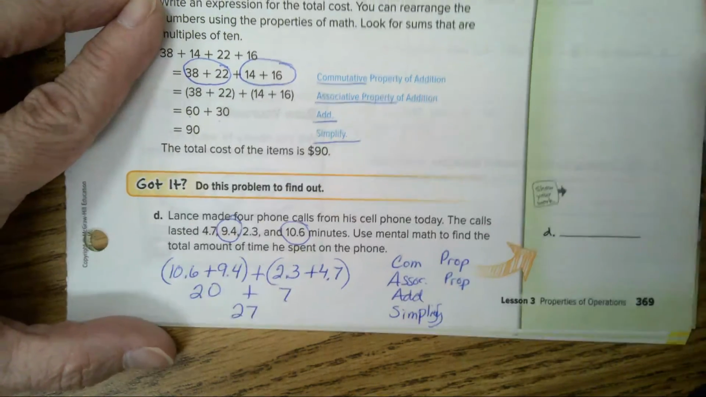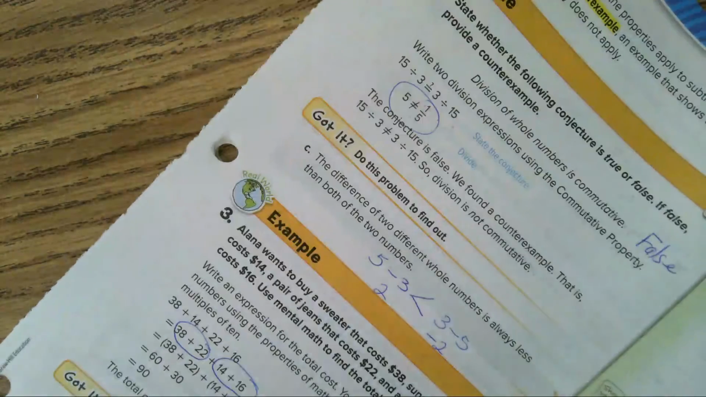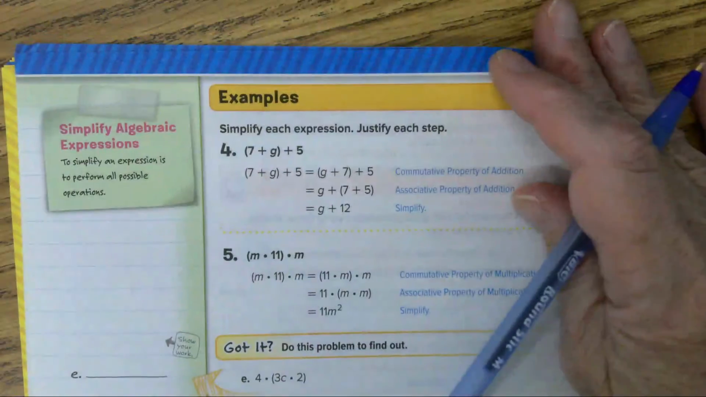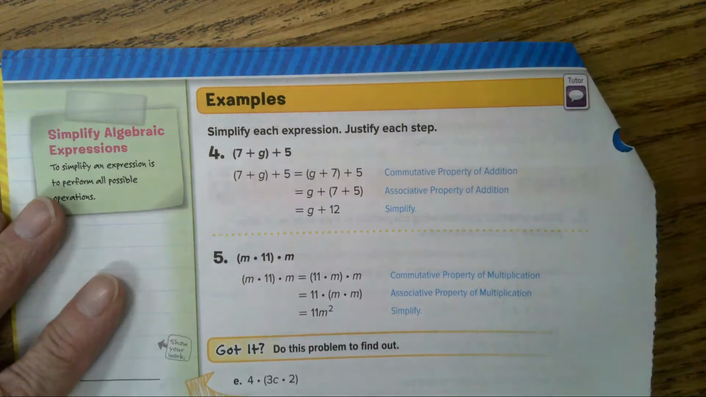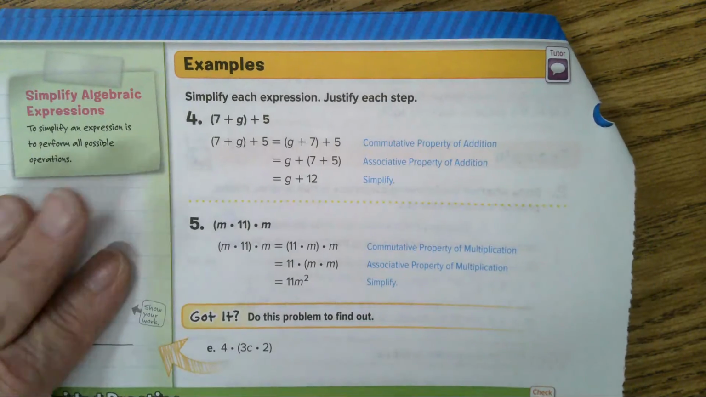Okay, now let's go to page 370. In page 370, if it's an emergency, take the pass. We're doing the same thing again.